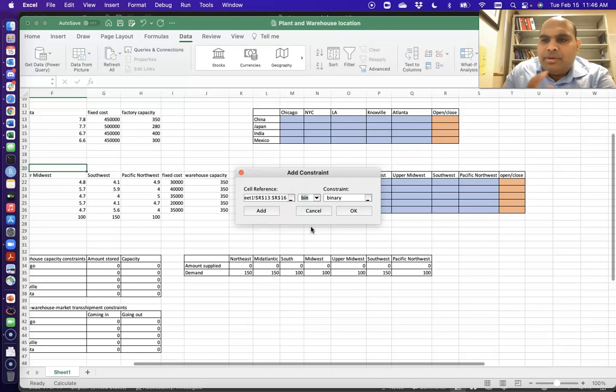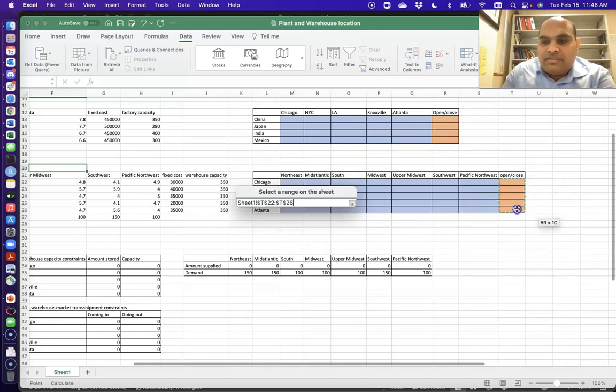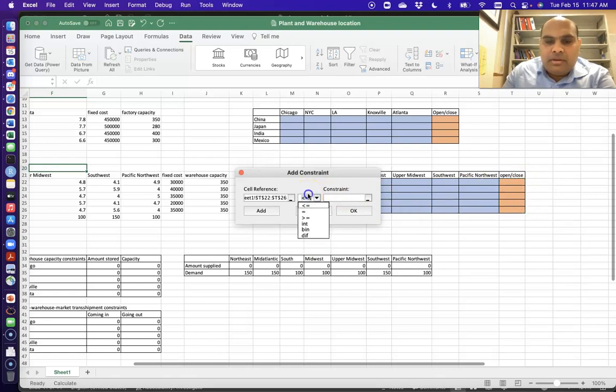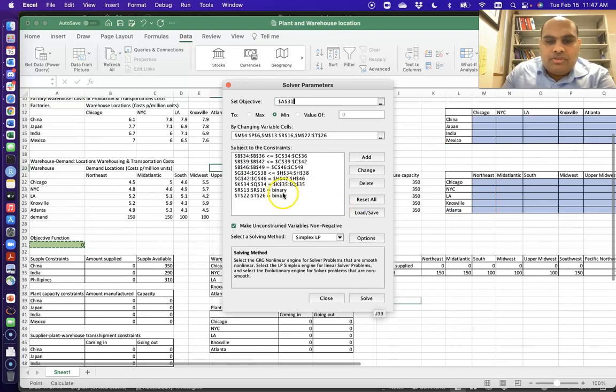I'm going to write them separately, but technically you don't have to. You can choose this and then press comma and you can choose this, but I'm going to write them as separate constraints. And these are the second set of binary constraints saying that they all have to be binary, right? So you've got 2 sets of binary constraints and all the 6 sets of constraints for all the transshipment and the capacities and whatnot. And now we are done.